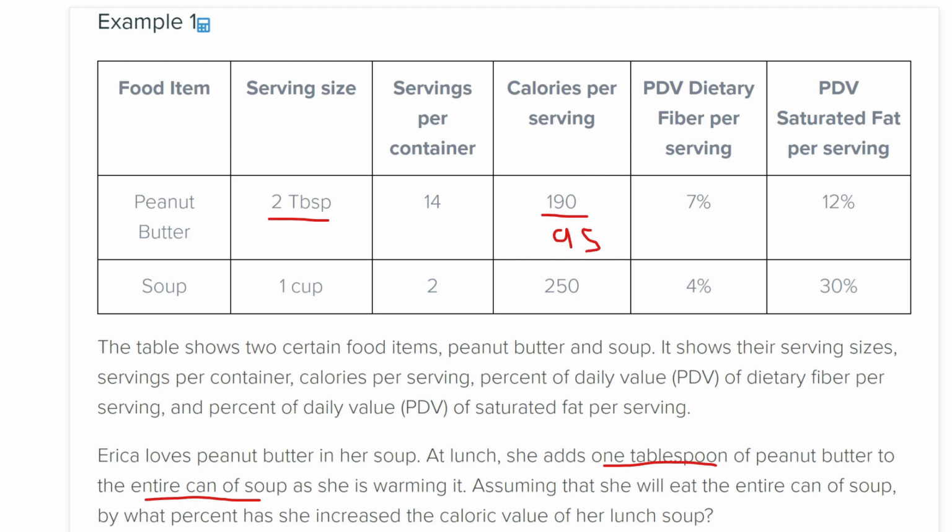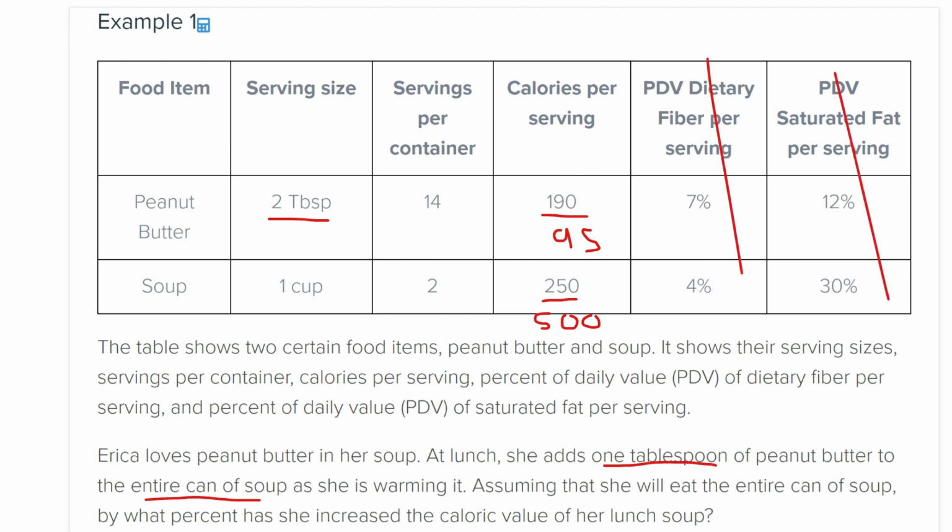So we've got 95 calories in a tablespoon, and she's adding that to 1 can of soup. Now, we don't know how many calories. We know 1 cup is 250, but it says servings per container is 2, meaning I'm reading that as being the entire can or container has 2 servings, so it has 500 calories. That's how I'm reading it. Quite a wordy question, even more wordy perhaps than the real thing. But notice how I didn't necessarily read absolutely everything, just the core stuff that I needed to know. I don't need to know about fiber, I don't need to know about saturated fat.